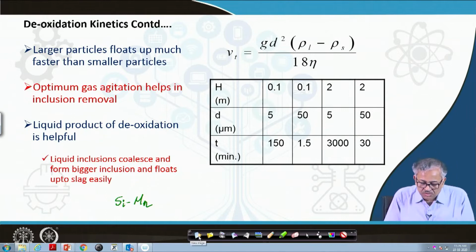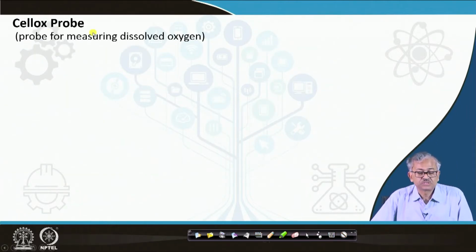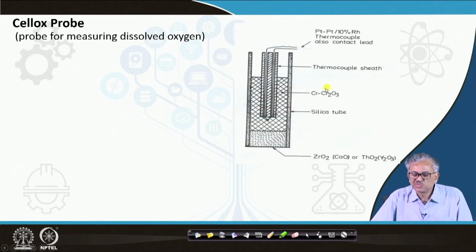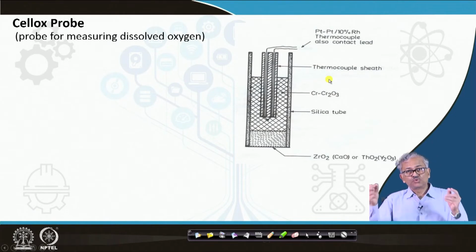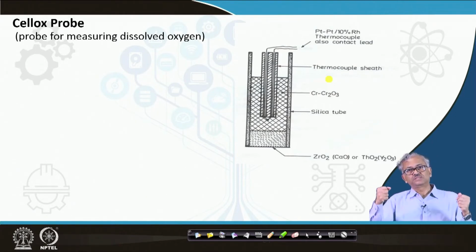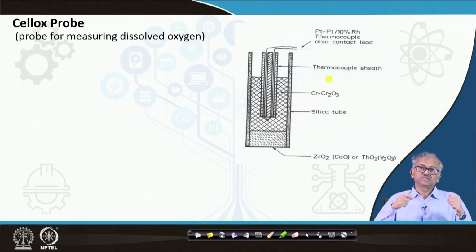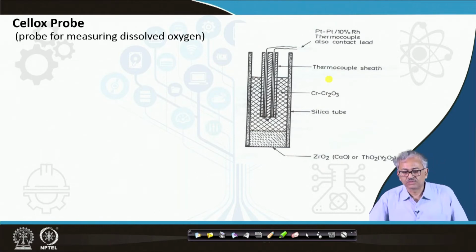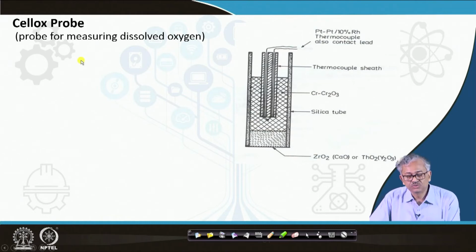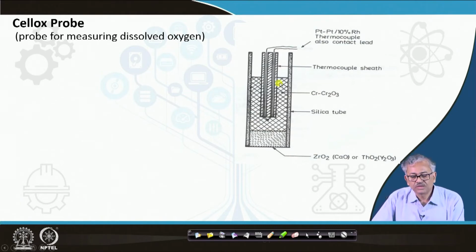Okay. So now we will discuss the Celox probe, that is the probe for measuring the dissolved oxygen. As I said, the total oxygen you can always measure by chemical analysis, which will give you the total oxygen, that is the dissolved oxygen plus the oxygen that remains in the form of inclusions in the liquid steel. Okay, that is total oxygen. But if you want to measure only the dissolved oxygen in the bath, then you require a certain probe, a certain galvanic cell, which is called a Celox probe.